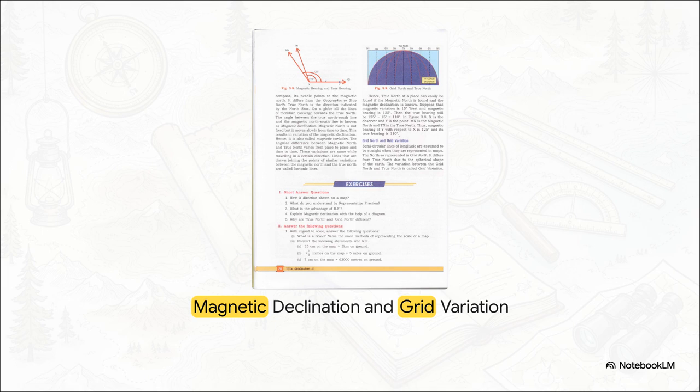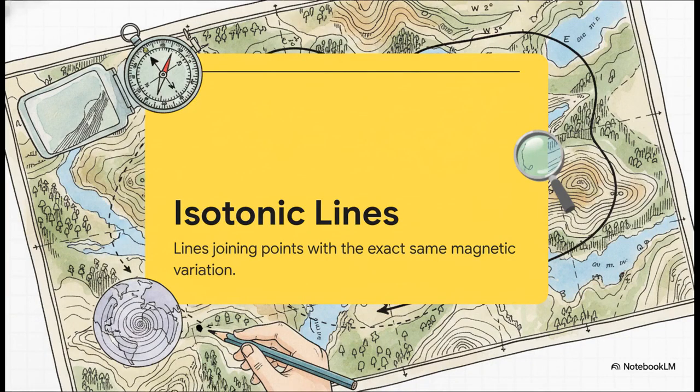The gap between your map's north and your compass's north is constantly shifting depending on exactly where you're standing on the globe. To help us account for this, map makers actually hide a sort of secret code right on the map: isogonic lines. By finding the line closest to your location, it tells you exactly how many degrees you need to add or subtract from your compass to find true geographic north.